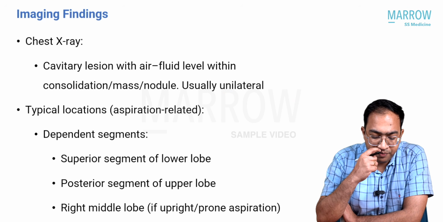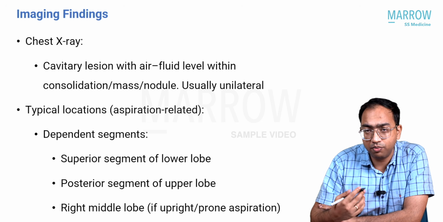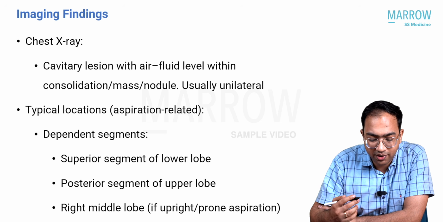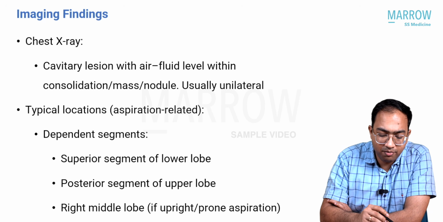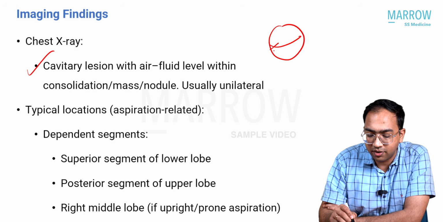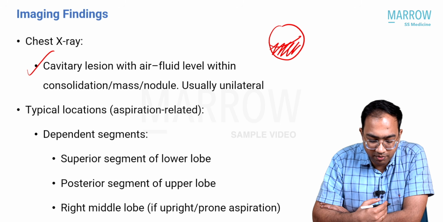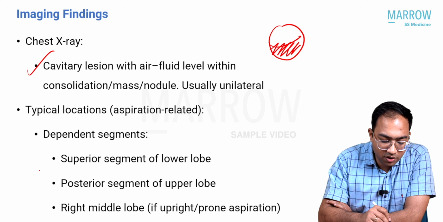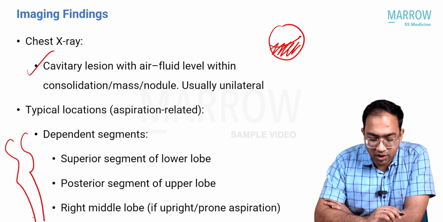Imaging findings, these are very typical findings. You may or may not get it on chest x-ray. It is better to differentiate on CT chest, but classically you're supposed to see a cavitary lesion with an air fluid level. So something like this you will see, which we have already seen in previous images. And what are the typical locations? It is the dependent regions of the lung.